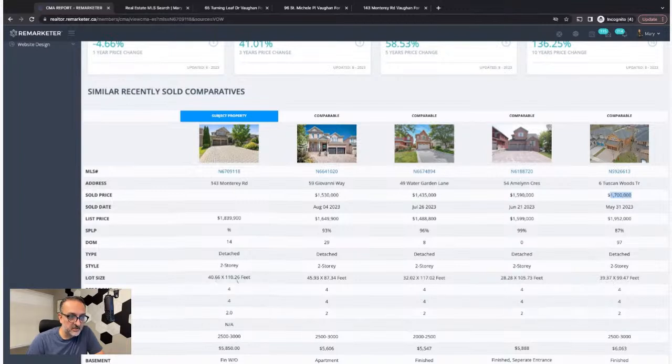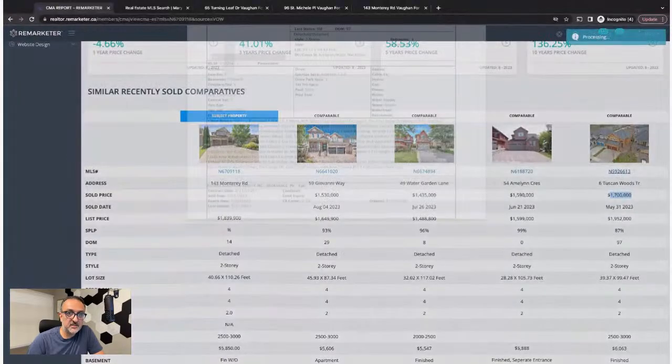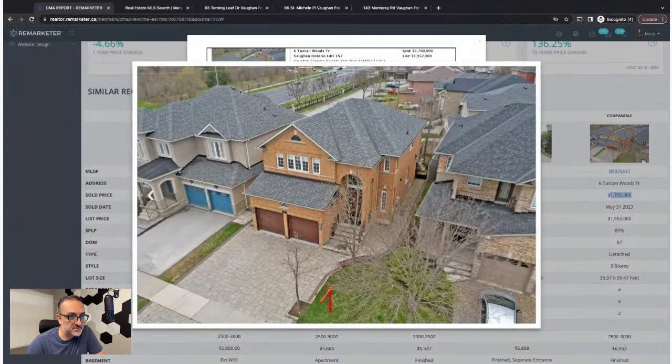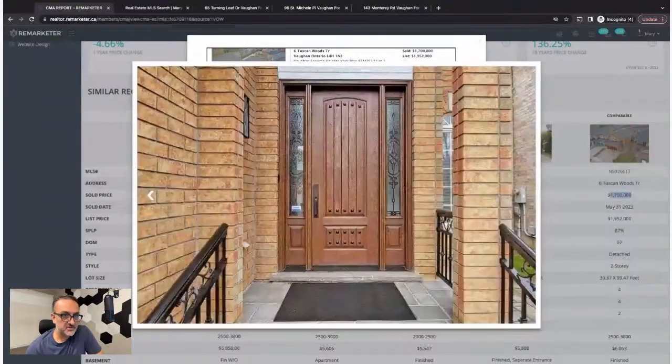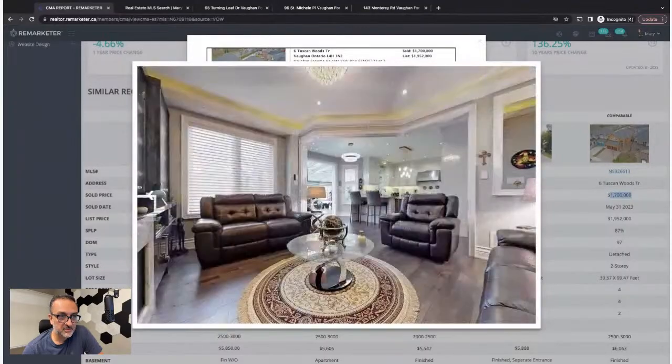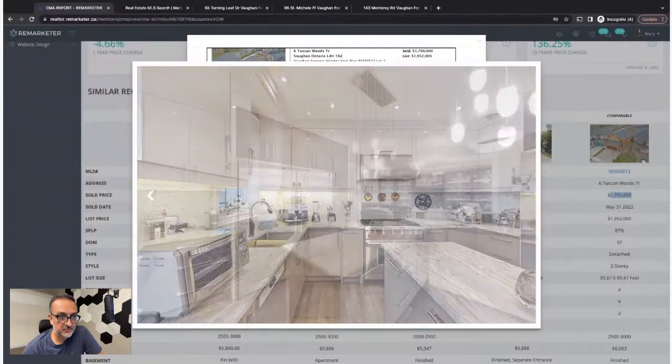This one is 40 by 140, 4 bedroom, 2 garages, pretty much the same thing, but this one is a little bit bigger. So let's take a look at the pictures here. You can click on the MLS number right here, and the listing sheet appears. You can click on the pictures here, and you can view the pictures in detail as well. So you can really compare the property. So you can look at the looks of the property as well.